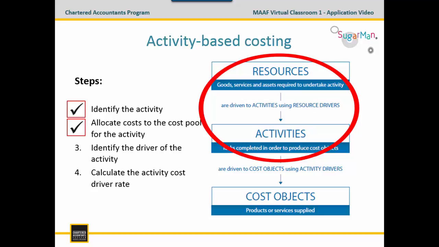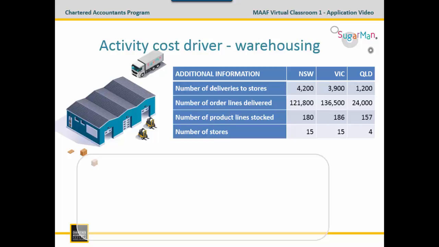The next step is to consider the driver for each of the activities. So let's start with the warehousing cost pool and determine the main driver for it. On the screen, you'll see information about the number of deliveries to the stores in each state, the number of order line items delivered, the number of product lines stocked in the stores in each region, as well as the number of stores in each region.